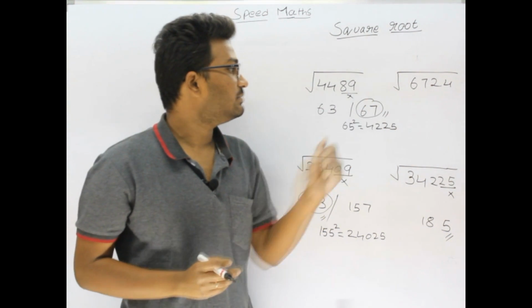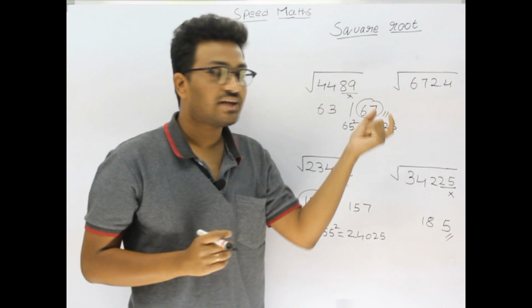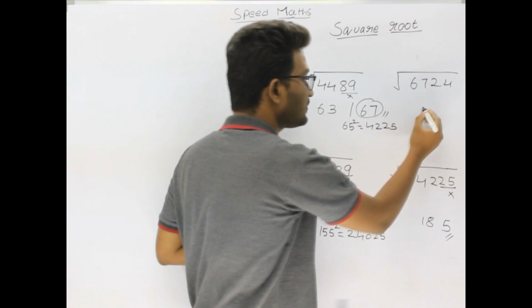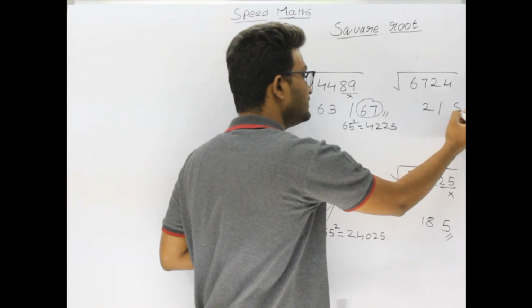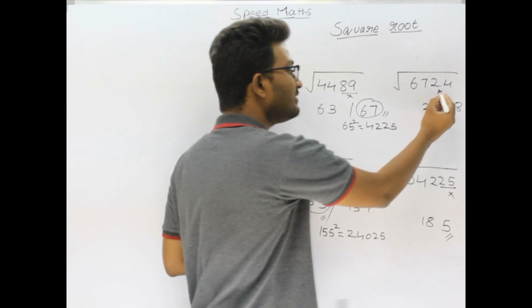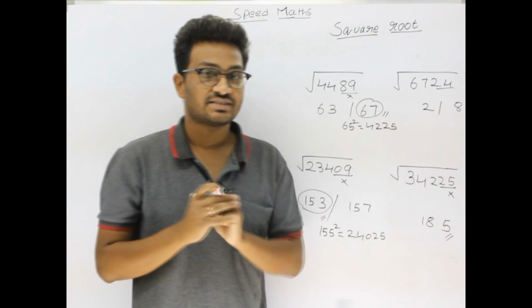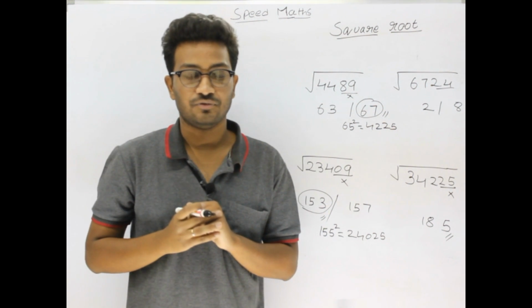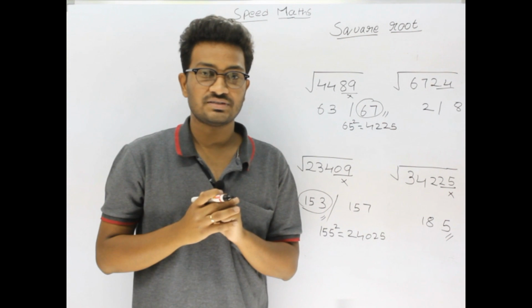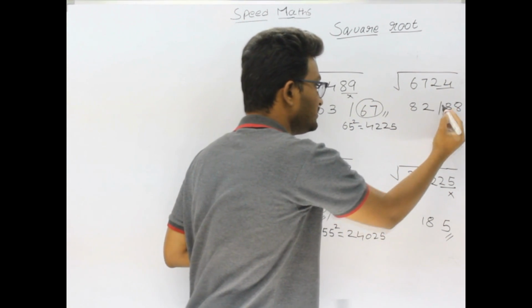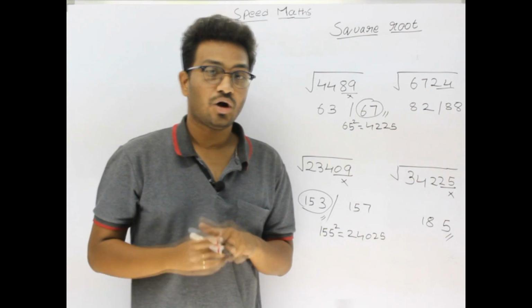Let's see this example. Here this number ends in 4. So the square root will end in 2 or 8. Now leave the last two digits and tell me a square which is less than 67. It is 64 and the square root of 64 is 8. So the first digit will be 8. So the number can be 82 or 88.